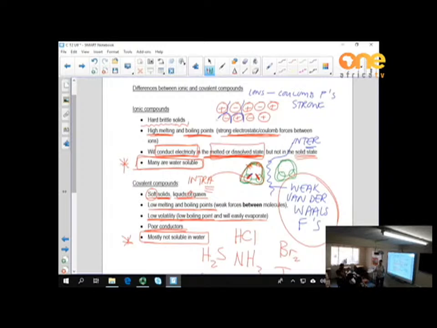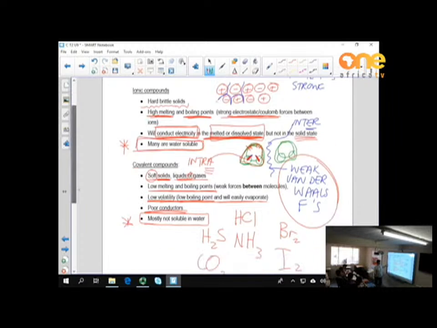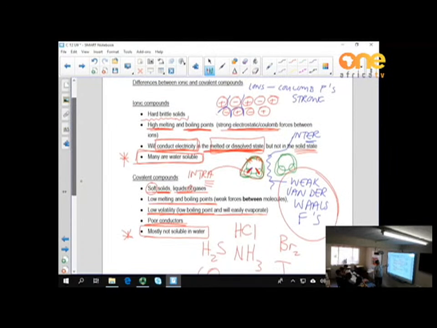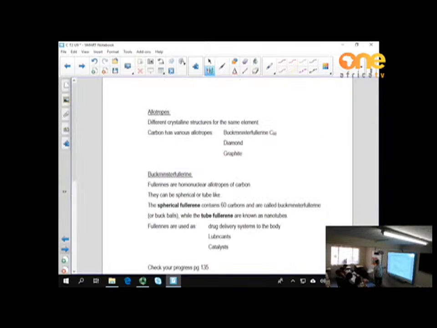For example, if I add water to petrol, will they dissolve? No. But if I add sugar to water, will it dissolve? Yes. You understand? Okay, so there are many exceptions, but just as a general rule, like dissolves like. Right. Okay, so those then are the properties of ionic compounds and covalent compounds, just very general properties.